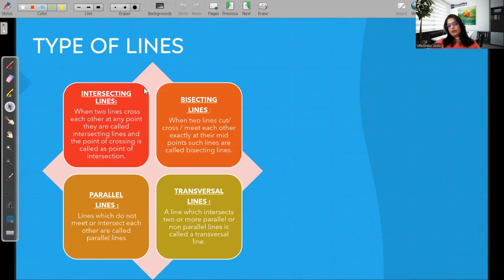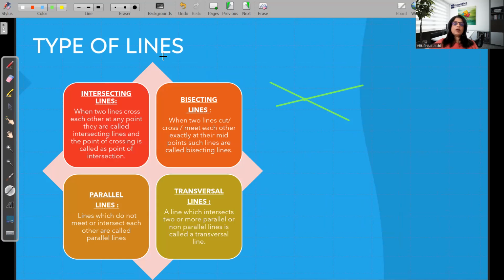There are different types of lines we come across when we learn maths. What are the different types of lines? Intersecting lines, simple. You draw one line and you cut it anywhere. These are intersecting lines: a line which cuts another line anywhere. That is an intersecting line. On the contrary, bisecting lines.